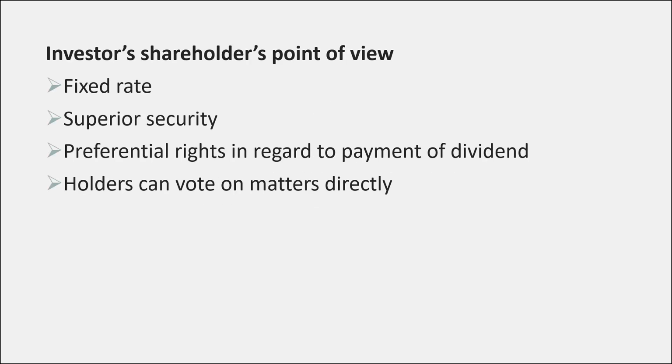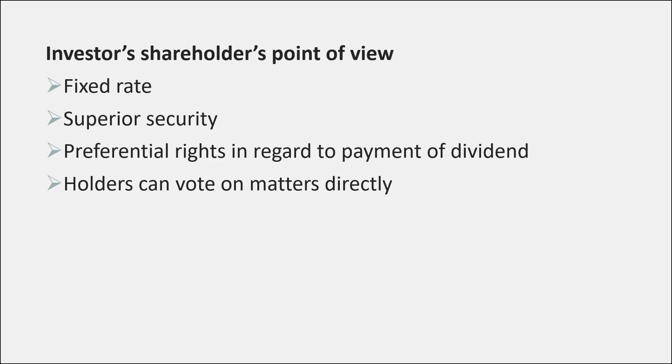Next is the investors' point of view. First, investors can earn a fixed rate of dividend during the lifetime of the company. It is a superior security over the equity shares. I already told that preference shareholders are the first to be paid at the time of liquidation, so it is a superior security. Next is preferential right regarding payment of dividend, which means the company gives first preference to the preference shareholders for the payment of dividend.